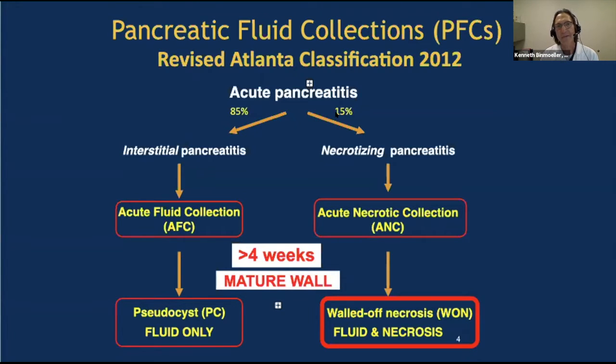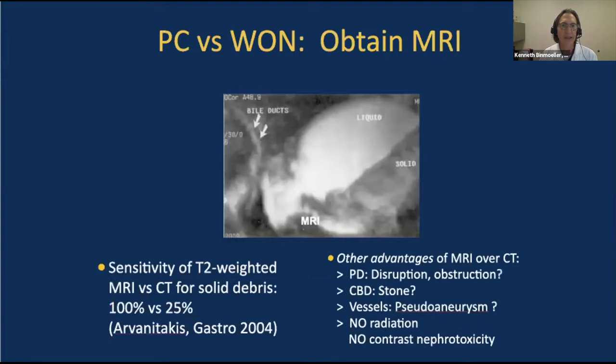On the other hand, in 15% of patients, necrotizing pancreatitis may develop. And this in turn may develop into an acute necrotic collection, an ANC. And if that persists for more than 4 weeks and develops a mature wall, then we have a WON. And a WON, its signature, as mentioned, is fluid and necrosis.